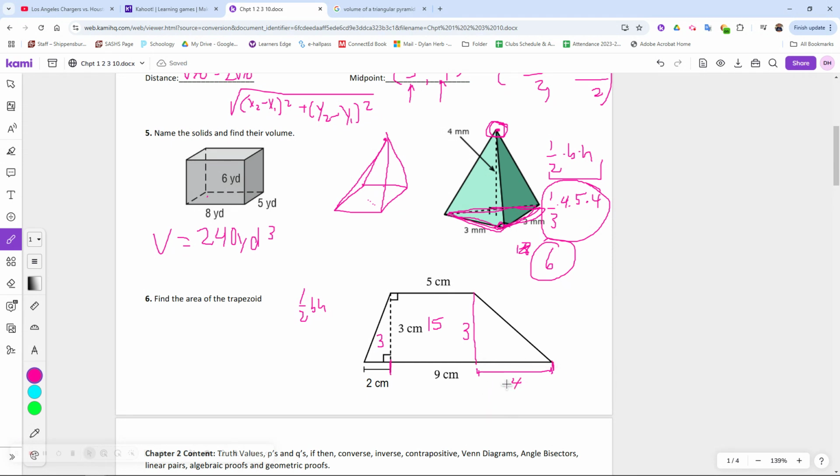And then we have a triangle with a base of 4, a height of 3, so 4 times 3 is 12, and the formula says I should half that. So that triangle there is 6. So we have 3 plus 15 plus 6. That's going to come out to 24 square centimeters.